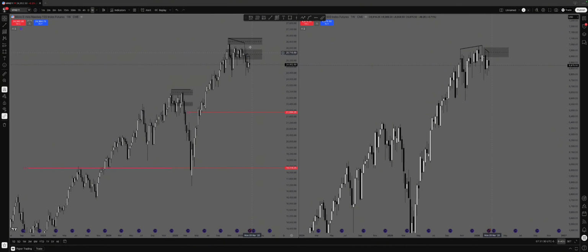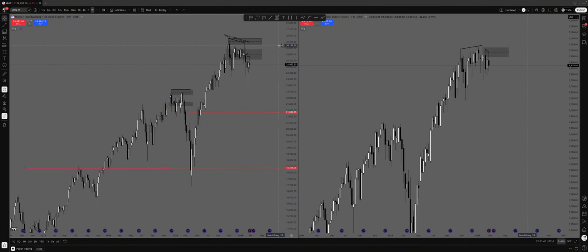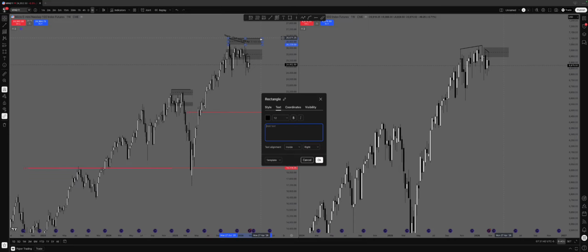I'll write it all down. Yearly bearish SMT, not yet in. Obviously the monthly is in, but the yearly is not in. I know that. Just going to write RB.